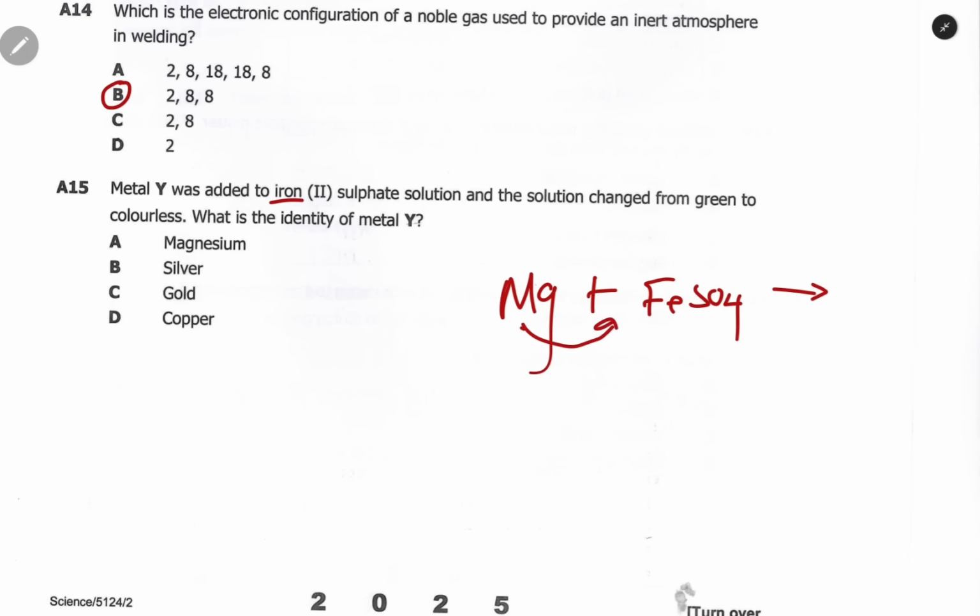Why I'm saying A is the answer, which is magnesium, is because in this case magnesium is the only one that is more reactive than iron, so it displaced iron in the reaction and therefore formed magnesium sulfate. Because magnesium is more reactive than iron, it can displace iron in the reaction, hence the solution changed to colorless. So we need the one that is more reactive than iron, and that is magnesium.